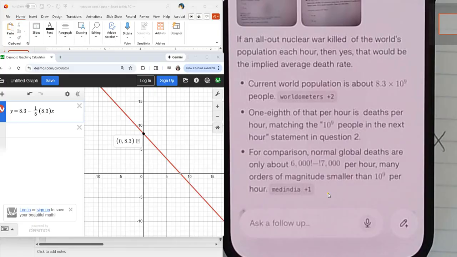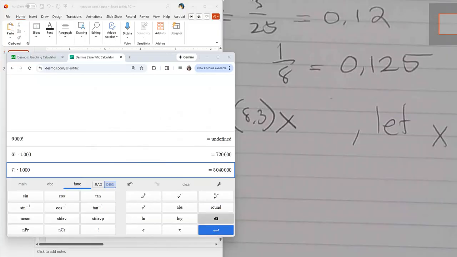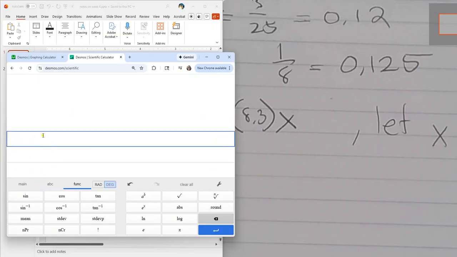Let's calculate that real quick. Okay, I'll go back to that here. Let me just redo it, and I'll show you how I was able to get the calculator. So 6,000 factorial. Notice it gives me an undefined. So let's just break that apart as 6 factorial. Well, I don't know if this is exactly true. Hold on.